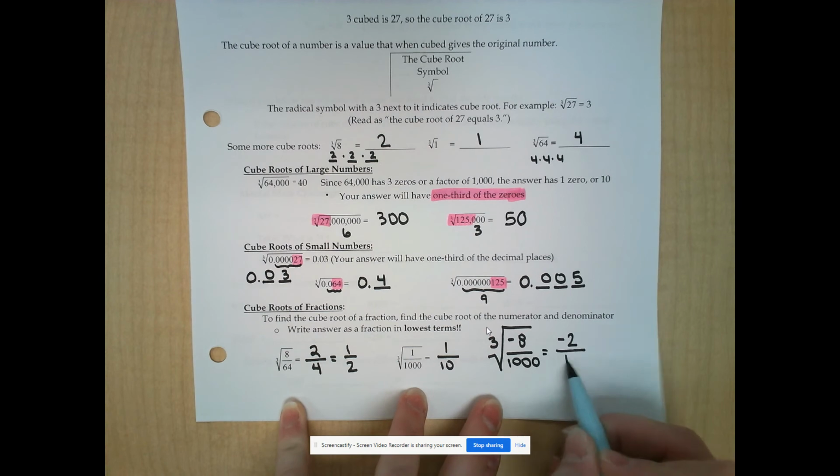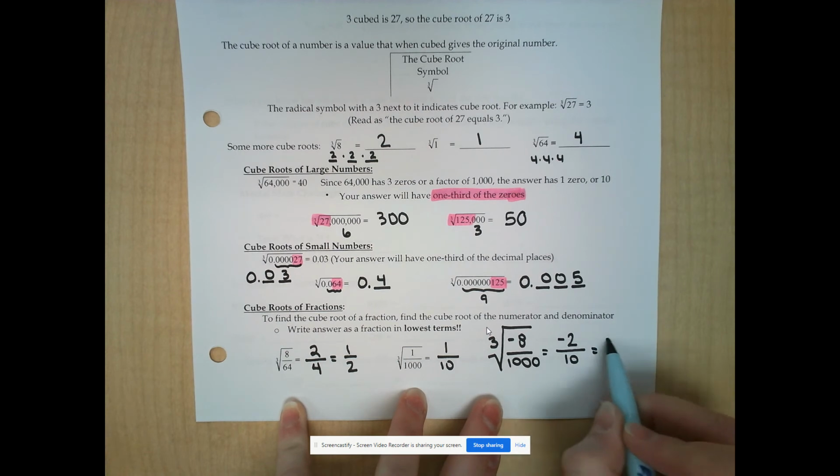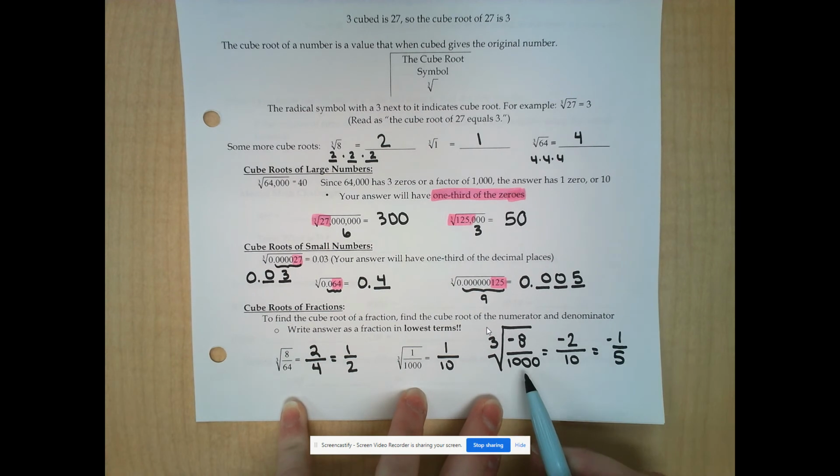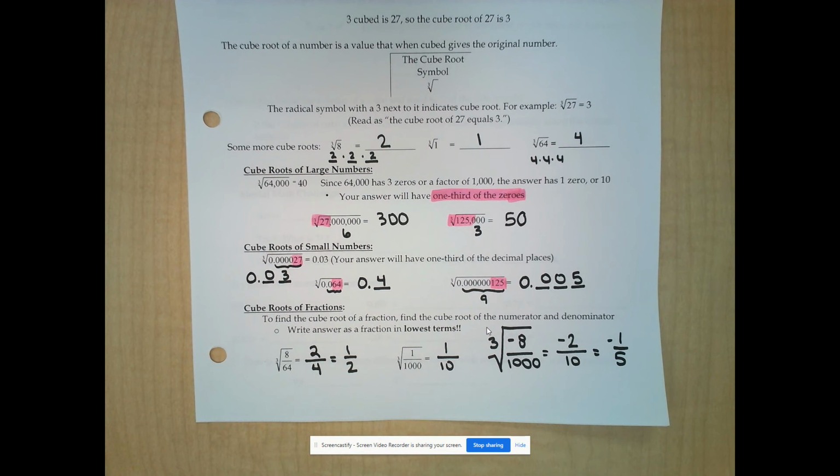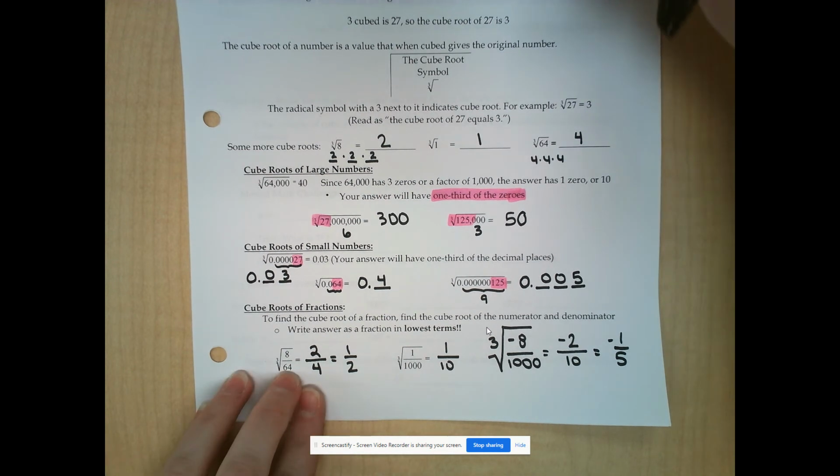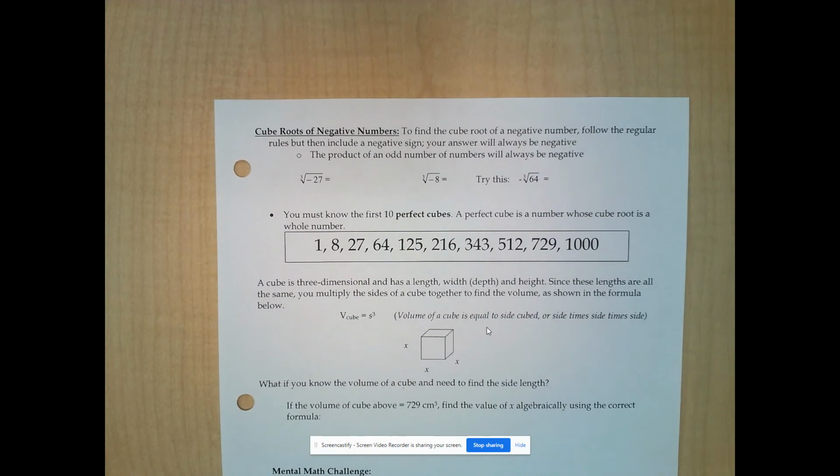Cube root of 1,000 would be 10, and that would be negative 1/5. Now, if I gave you something like 100 instead of 1,000, that does not follow this shortcut. It would not be something I would ask you to do because it's not following the strategy that we're using. All right. So cube roots of negative numbers.